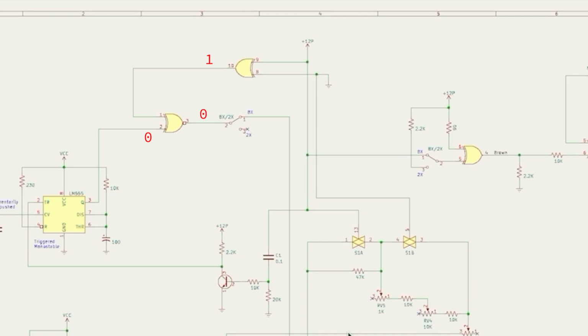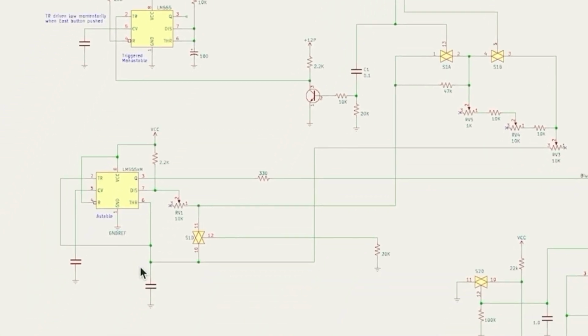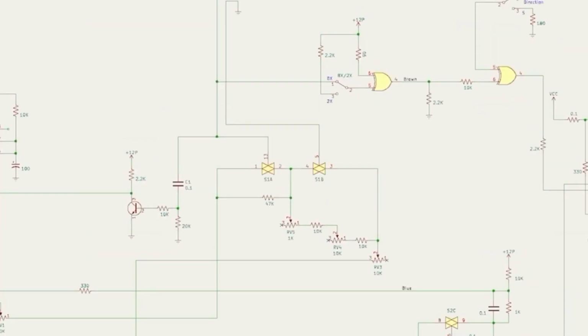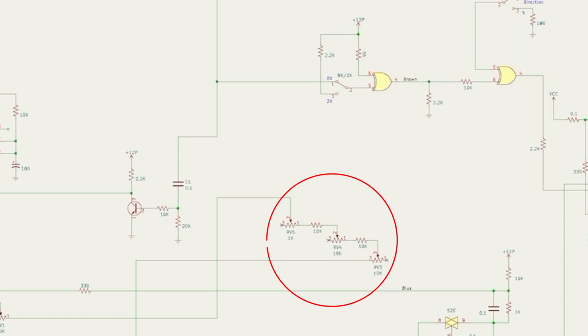This pole of the 8X2X switch doesn't matter, since either way the result is a 0 due to the pole down here. Following over to switch S1D, a 0 on its control terminal means it's open, and so we can remove it. With east or west unpressed, S1A is closed and S1B is open. Let's show that directly. The resulting resistor series is used to set the manual tracking speed.